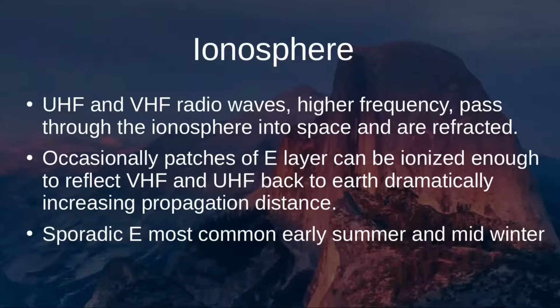Occasionally, there are patches of the middle layer, the E layer of the ionosphere, which can be ionized enough to actually reflect VHF and UHF waves back to Earth, dramatically increasing the propagation distance. This is occasional, and I say patches, so it does not happen all the time, and it does not happen throughout the entire continent or the world. It only happens in patches. This is known as sporadic E, and this occurs most commonly in early summer and midwinter if you're lucky enough to catch it.